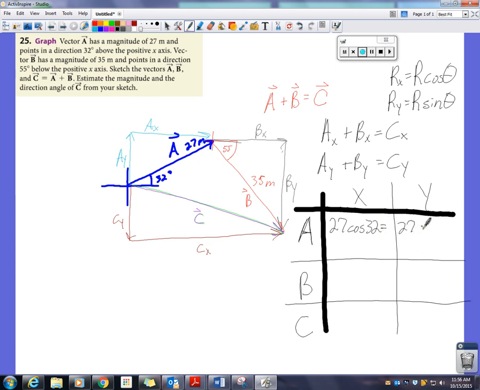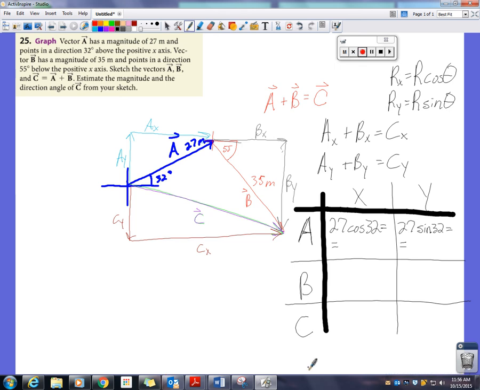Okay, and then we have 27 sine of 32, using those same equations for our y components. Now when we plug those into a calculator, both of those are going to wind up being positive. We can see that from the picture because it's above the positive x-axis. Y is positive because it says above the positive x-axis, and we can see the picture is going in positive x because it's the positive x-axis, not the negative x-axis. So 27 cosine 32 and 27 sine of 32.